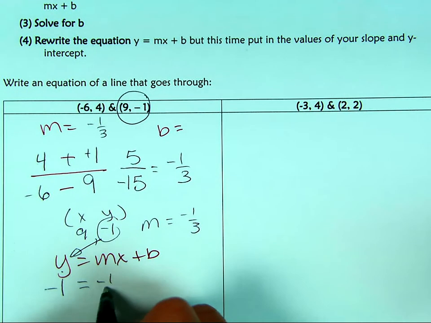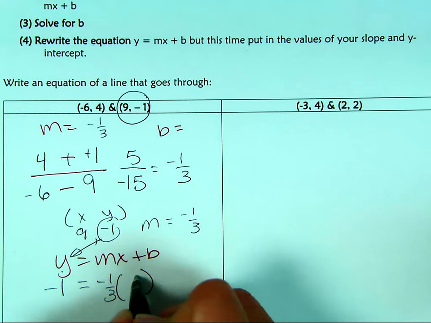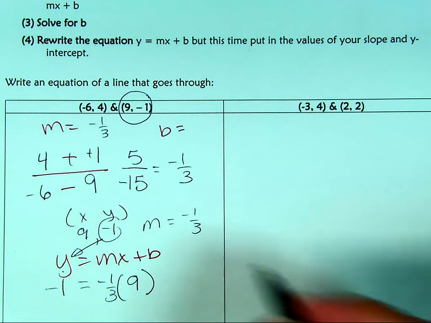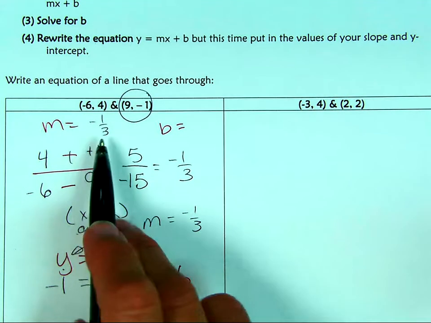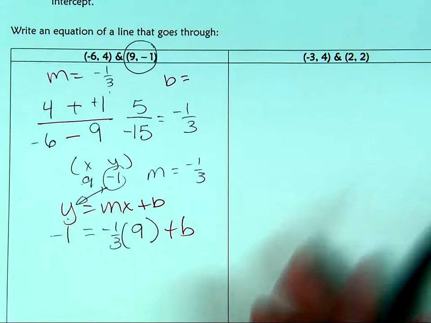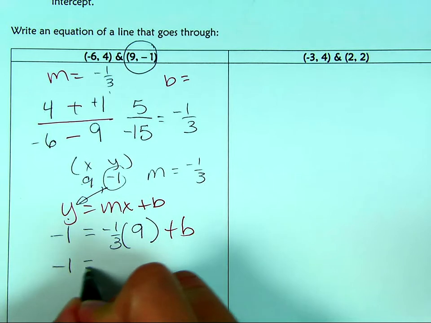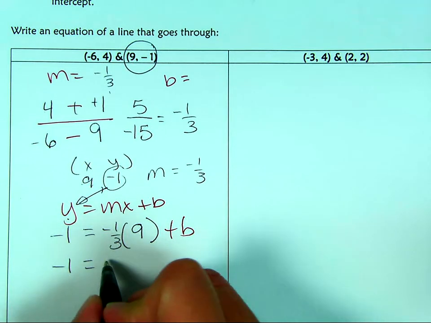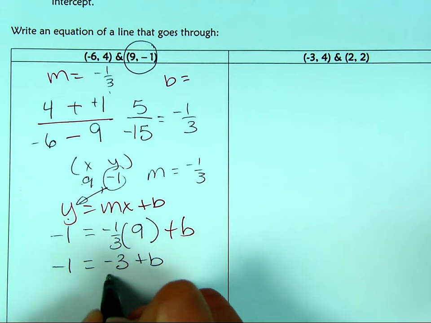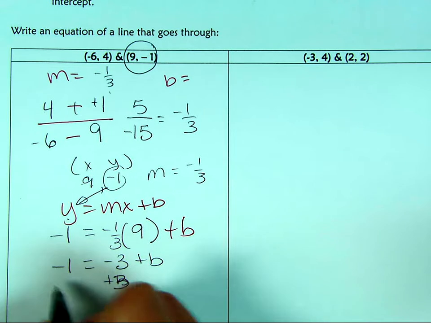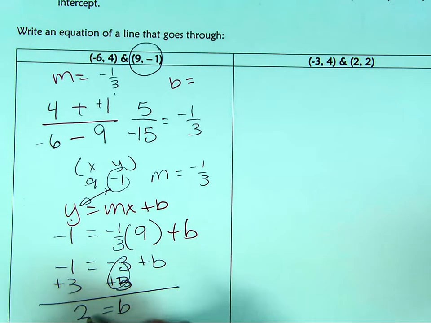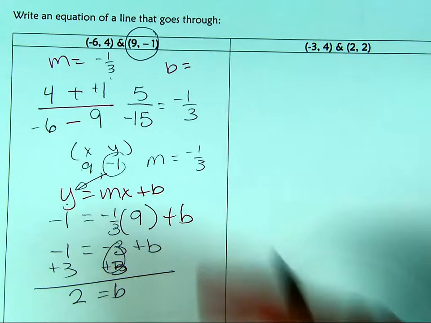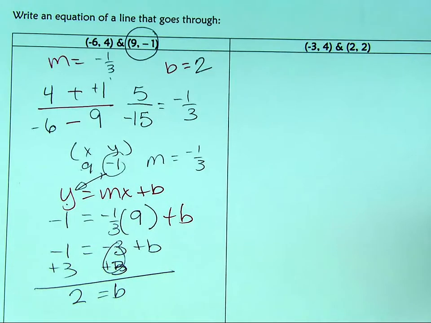Then I know that my slope is negative 1/3, and I know my x is 9. I don't know my b. That's the thing I'm trying to find. Remember, that's why I'm doing this, to find b, because I have my slope. All I need is my y-intercept. So now I simplify. Negative 1/3 times 9 is negative 3. So to get b alone, I'm going to add 3 to both sides, and I found out that b is 2. Once I find out that b is 2, I'm ready to write my equation.